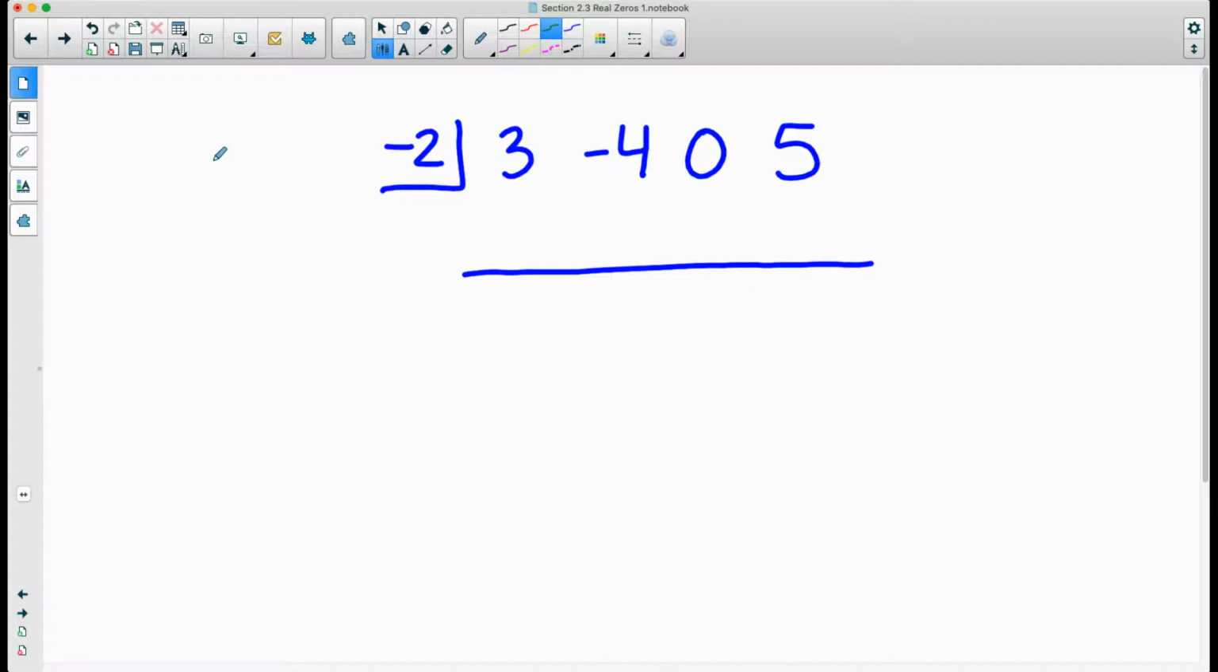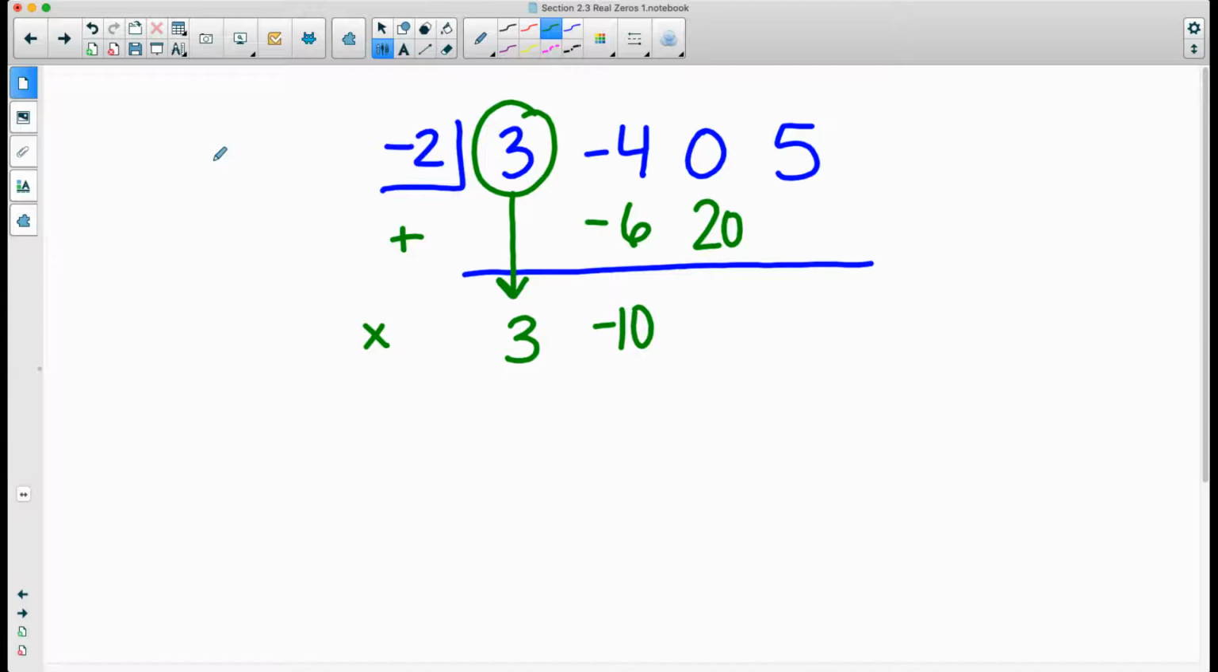Always, always, always, you're going to bring the first number down. Okay? So if you're down here, we're multiplying. If you're up here, we're adding. So like I said, hold tight. You can write it down afterwards. I want y'all to watch. Okay? So 3 times -2 is -6. Add straight down, we get -10. -10 times -2. Add straight down, and 20 times -2. When we add straight down in the last spot, that is going to be our remainder.